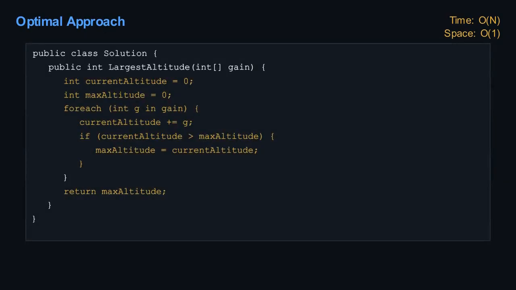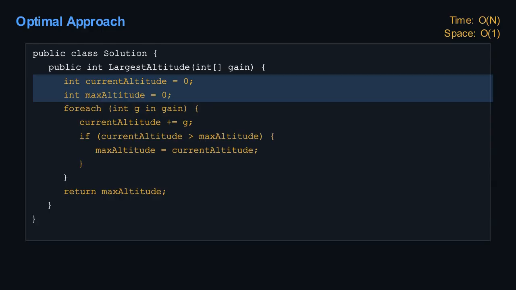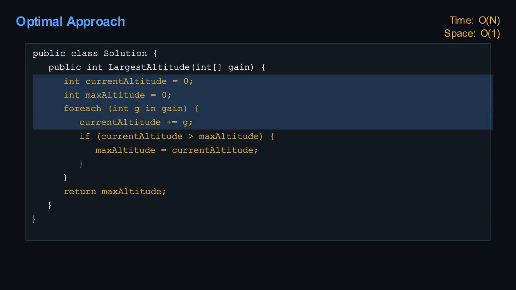The key insight here is that we don't need to store every single altitude. We only care about the current altitude and the maximum altitude seen so far. We can track these two values with just a couple of variables. Initialize both current altitude and maximum altitude to 0, because our journey always starts at 0. Then iterate through the gain array once.